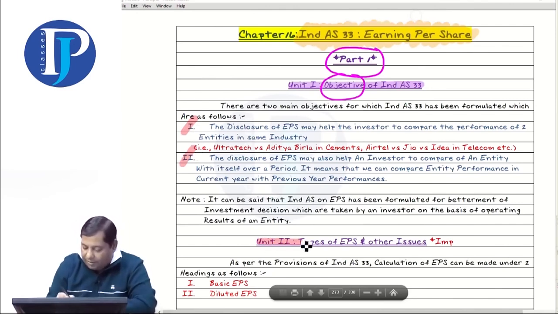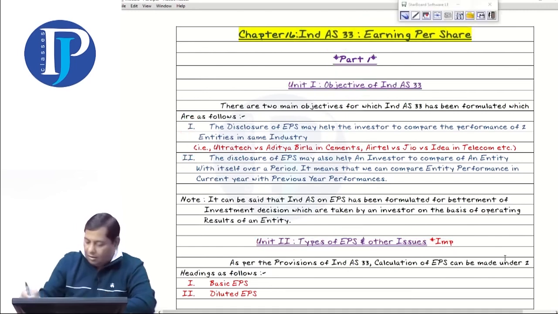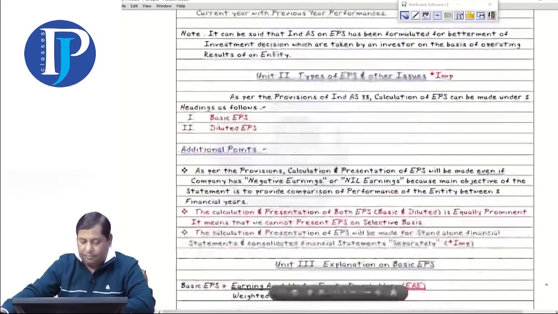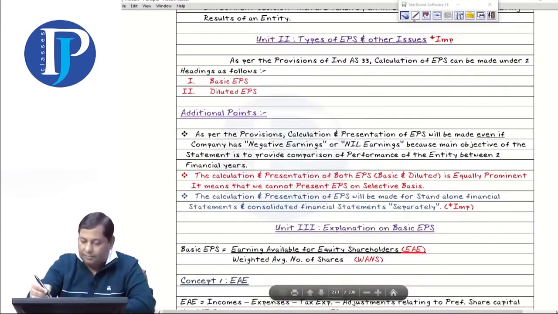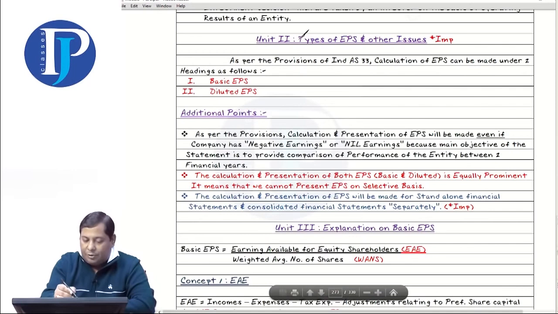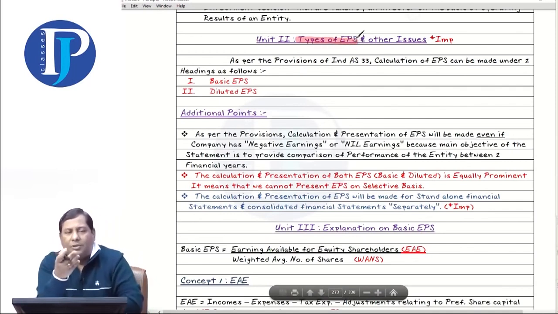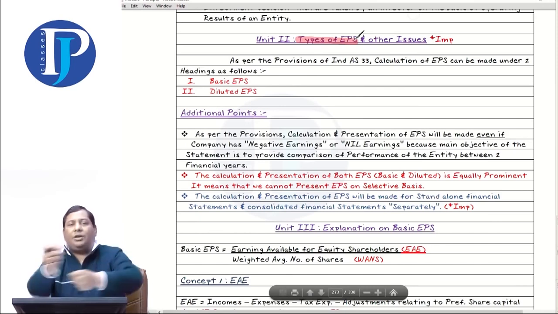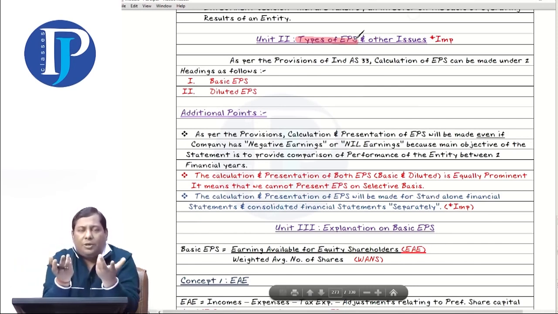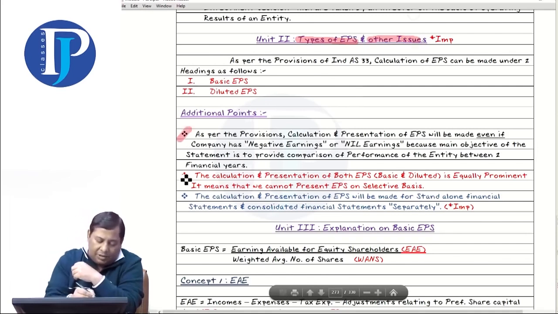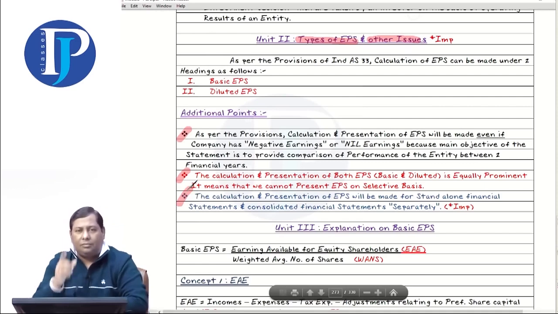Then we came to unit 2. And we had talked about types of EPS and other issues. I will put it on screen. Types of EPS. There are two types of EPS, basic and diluted. You have studied this in CA Inter and in AS 20 as well. There are only two EPS, basic and diluted. I had told you additional 3 to 4 points in other issues.